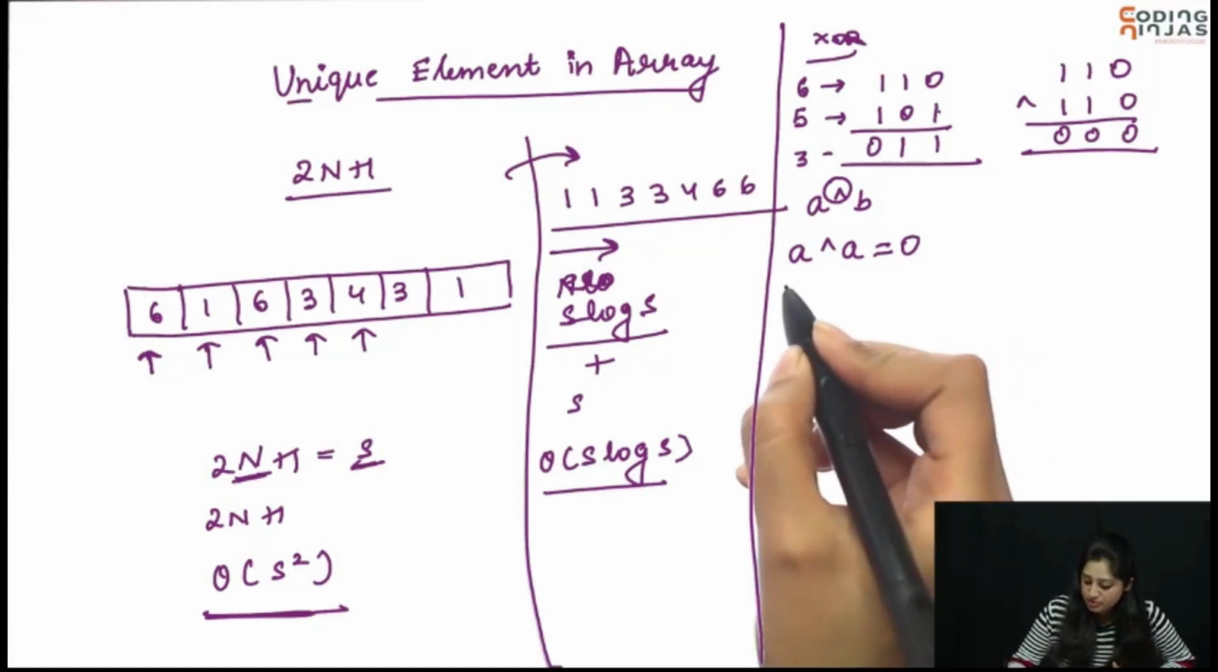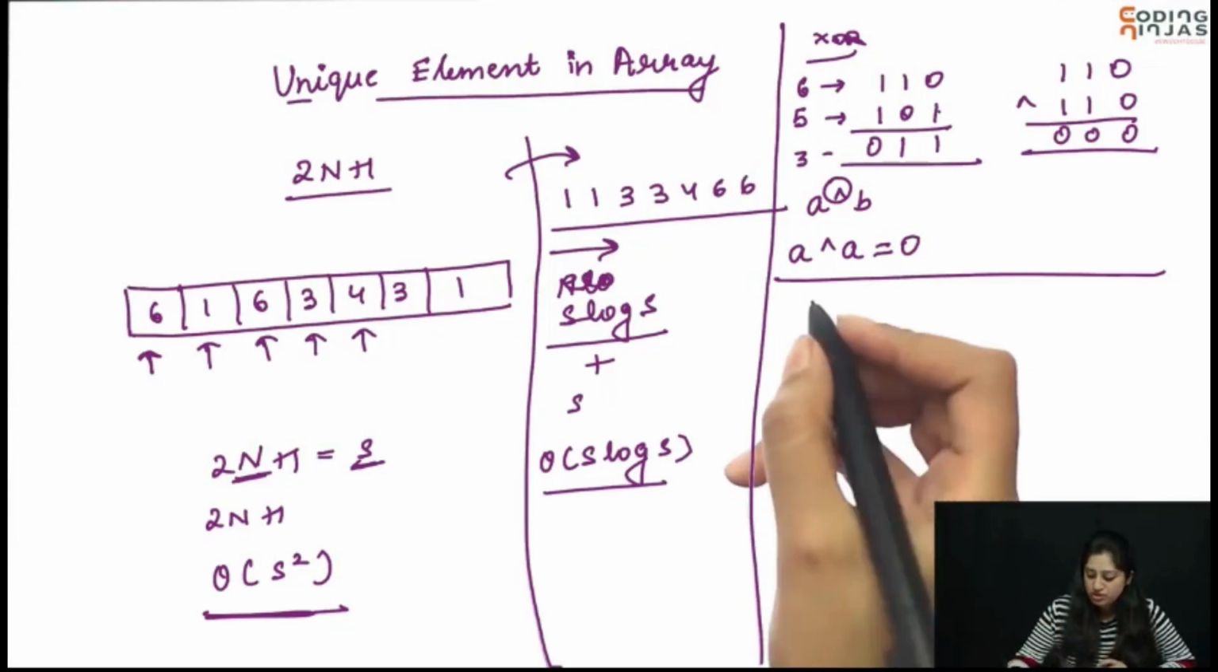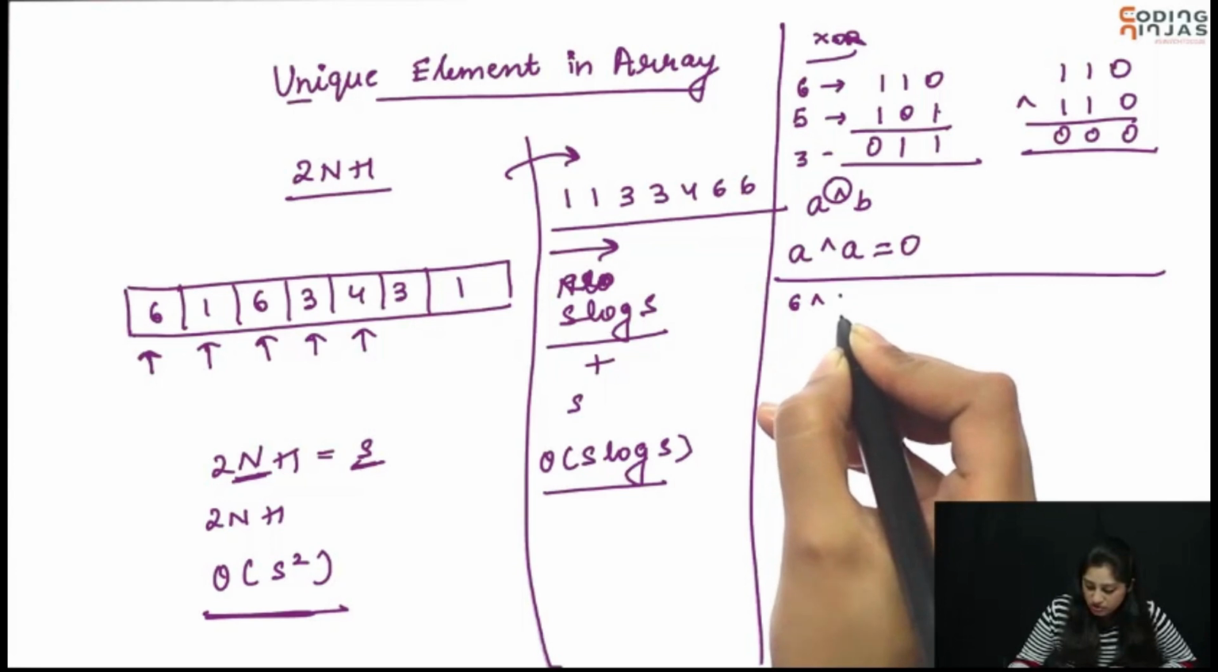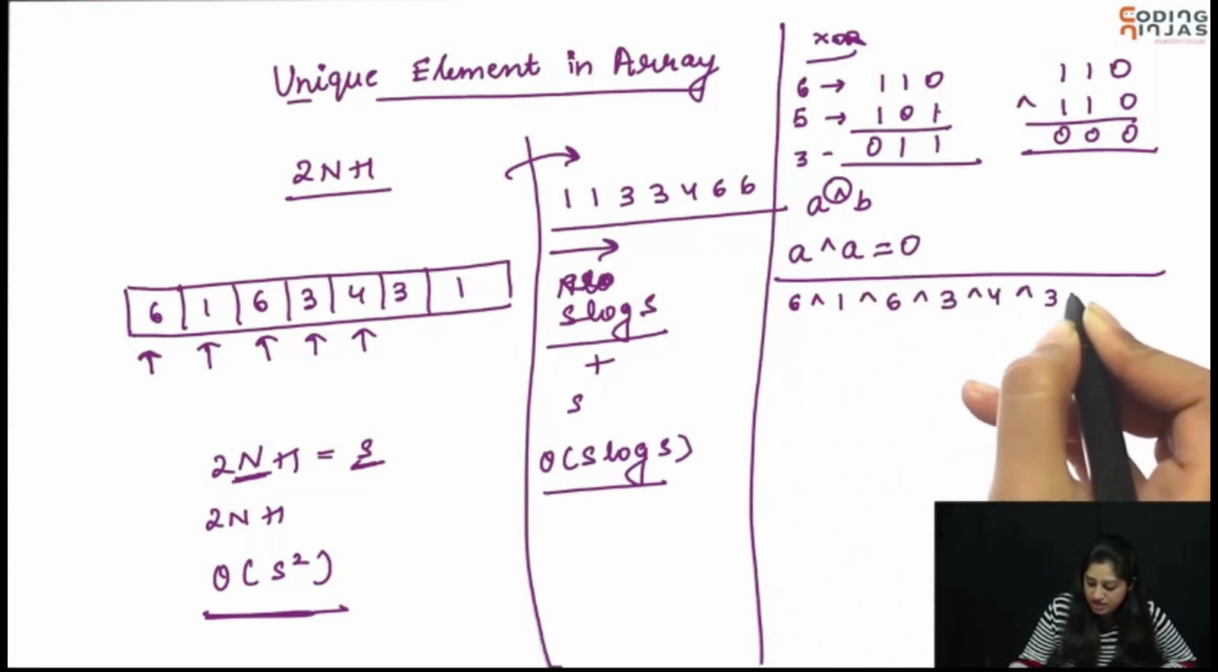How are we going to proceed? I will calculate XOR of all the elements in the array. One by one, travel to every element and calculate their XOR. That means you are going to calculate 6 XOR 1 XOR 6 XOR 3 XOR 4 XOR 3 XOR 1.